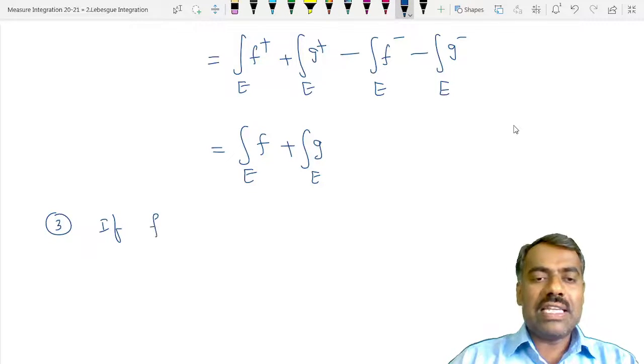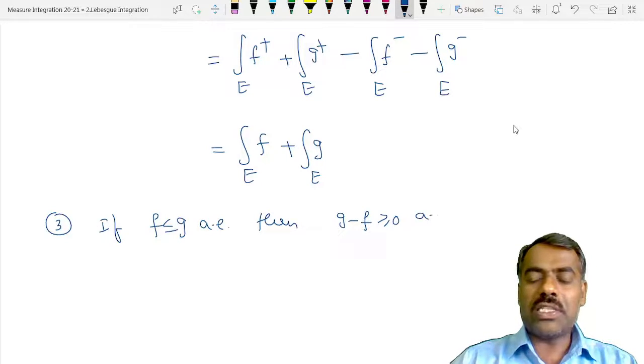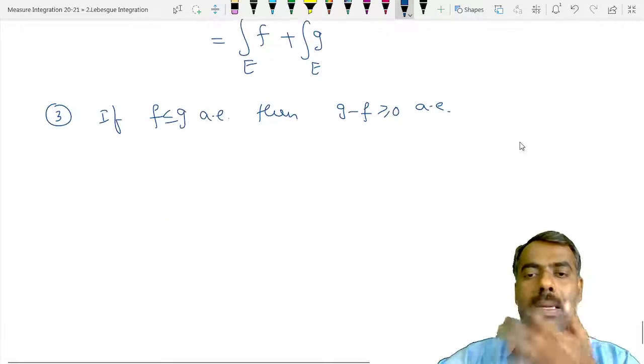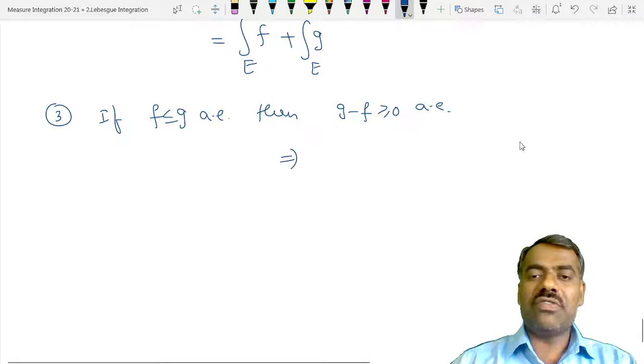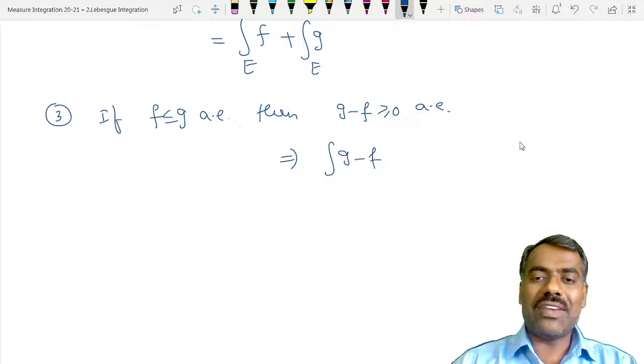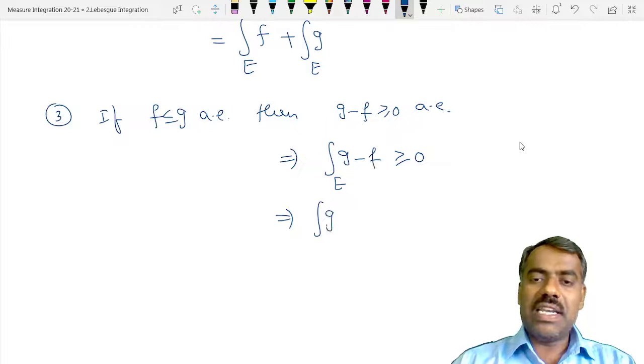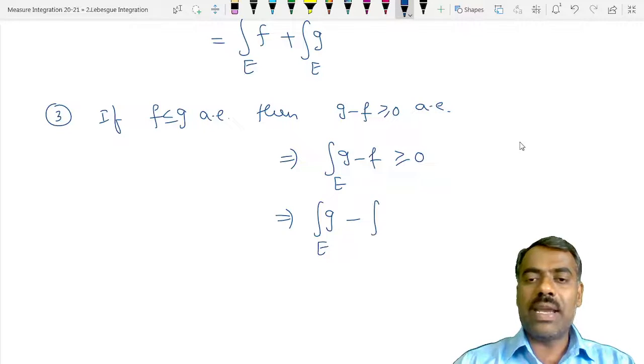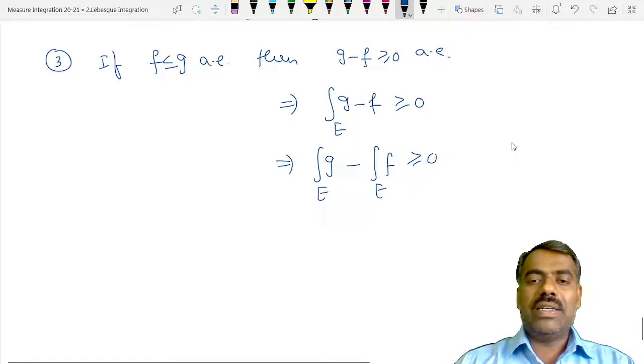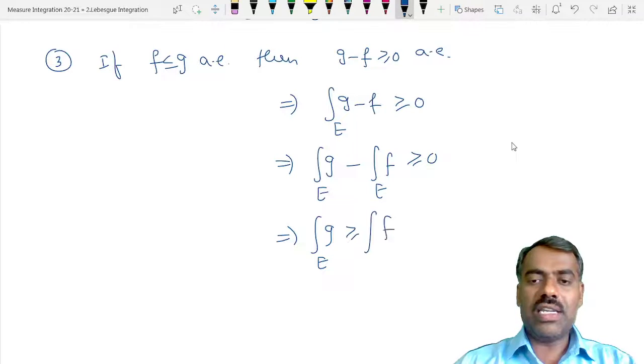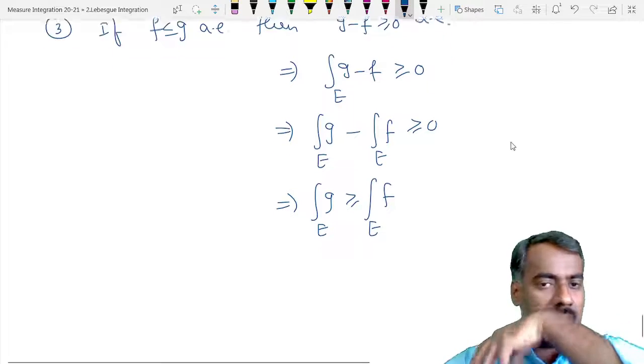If f is less than or equal to g almost everywhere, then you have g minus f is greater than or equal to 0 almost everywhere, right? Therefore, by using integration for non-negative functions, what you get is integration of g minus f over e is greater than or equal to 0. But using the linear property, this is the same as integration of g minus integration of f is greater than or equal to 0, right? But that is the same as saying that integration of g over e is greater than or equal to integration of f over e, right?